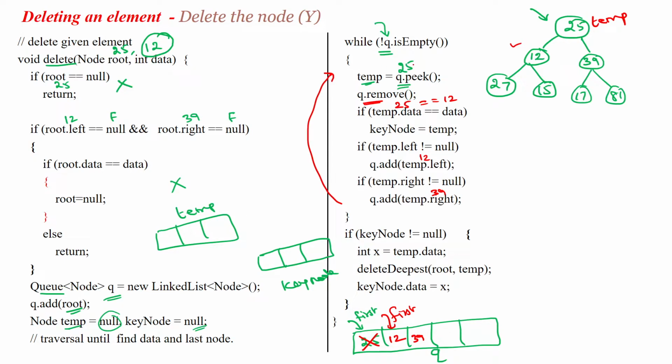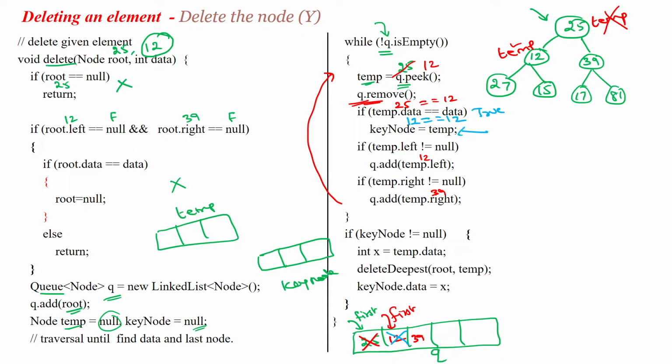If it is not empty, now the queue dot peek is 12, so 12 is now temporary, so temporary is updated. Then that is removed from the queue, so 12 is removed from the queue. Now we are checking the temporary data, which is now 12, so 12 equal to 12. Yes, it is true. If it is true, then this condition will execute.